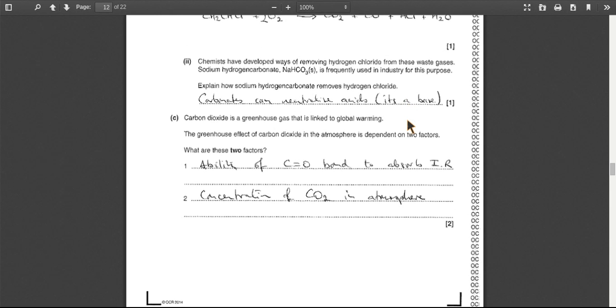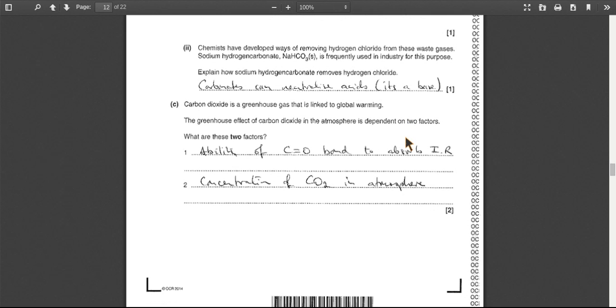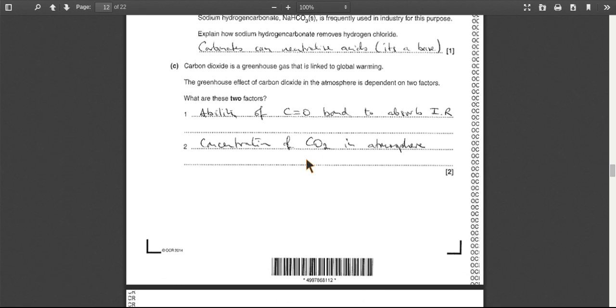Then a bit about global warming. Carbon dioxide is a greenhouse gas linked to global warming. The effect carbon dioxide has in the atmosphere depends on two factors. So what are the two factors? Well, it's the ability of the C=O double bond to absorb infrared. So obviously the better that absorbs infrared, the more it's going to influence the greenhouse effect. And obviously the concentration of CO2 in the atmosphere is also going to be a factor.